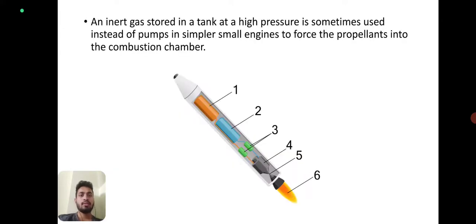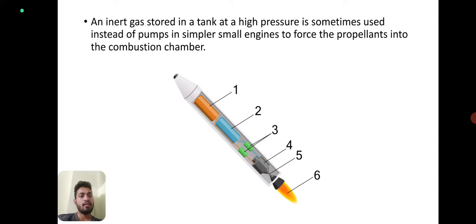An inert gas stored in a tank at high pressure is sometimes used instead of pumps in simpler small systems to force the propellants into the combustion chamber. In this figure it is showing the liquid propellant rocket, where the orange tank, referred to as 1, is fuel, whereas the tank referred to as 2 is oxidizer.